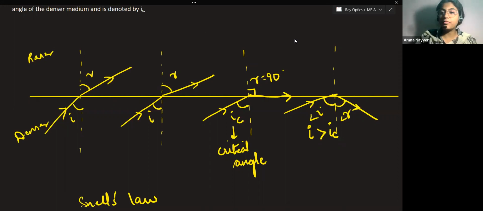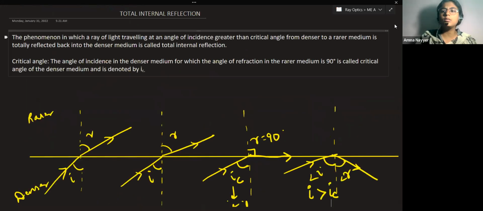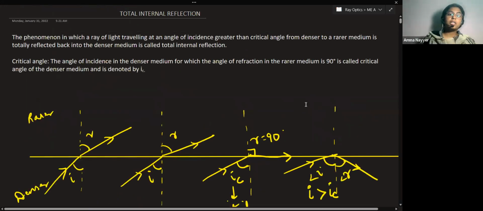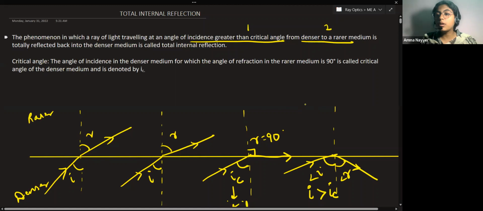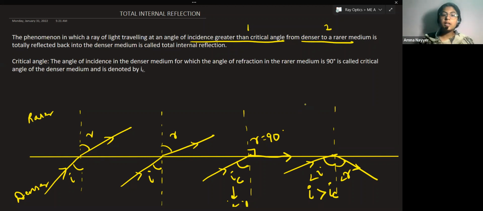Now, coming to the definition part, at least the definition until here, you all can note it. The definition is: the phenomenon in which a ray of light traveling at an angle of incidence greater than the critical angle, one condition, from denser to rarer medium, second, is totally reflected back into the denser medium is called total internal reflection. And what is this critical angle that was mentioned? The angle of incidence in the denser medium for which the angle of refraction in the rarer medium is 90 degrees is called the critical angle of the denser medium.